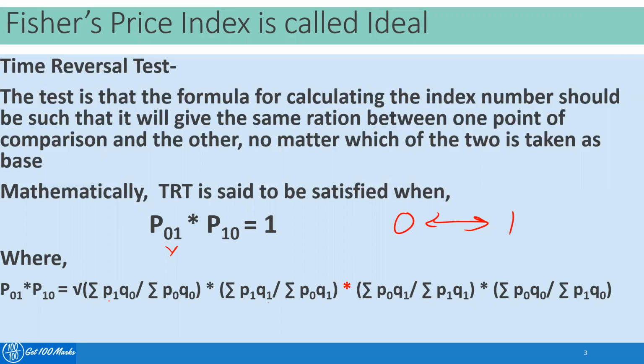So P1 will actually become your P0, and Q0 will actually become your Q1. In the place of 0, I am putting 1 and vice versa. So it will be P1 Q1, and then P0 Q0, P0 Q0, P1 Q1 will be P0 Q0, and P0 Q1 will be P1 Q0. That entire thing, multiplied, should give you 1.